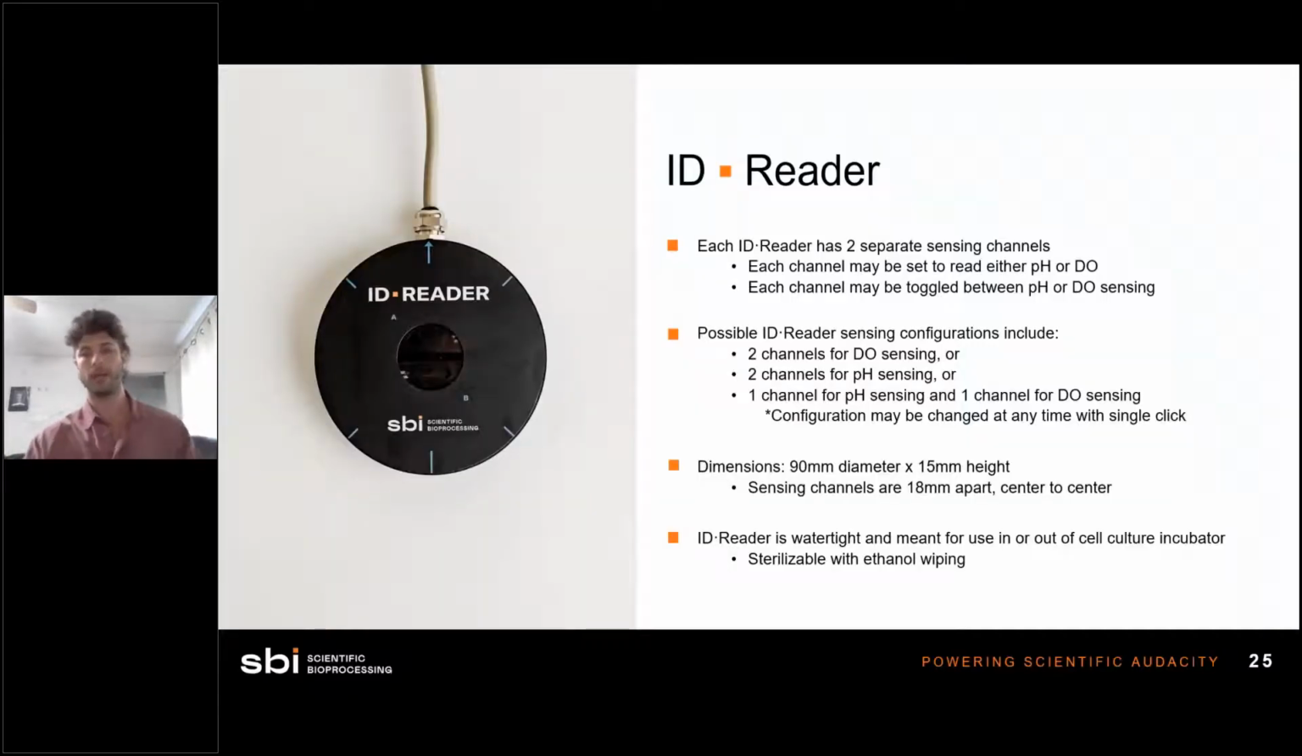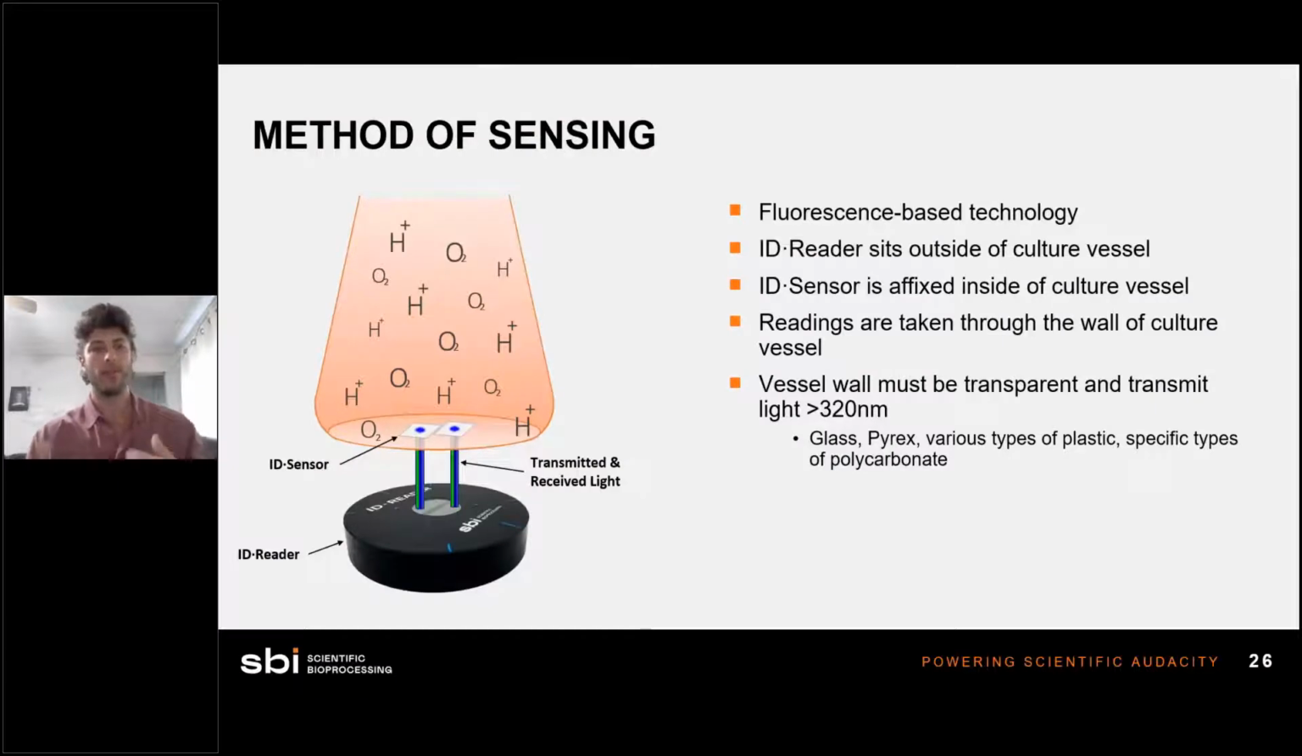So a little bit about our technology. This is the reading device I showed before. This device is meant to sit under something like a T-flask or a multi-well plate or a shake flask, a petri dish, something like that. This device is meant to go in or out of an incubator. It's sterilizable and watertight.